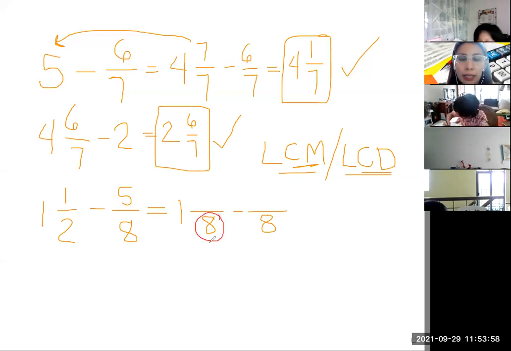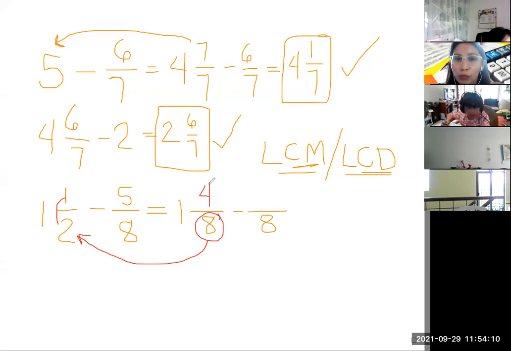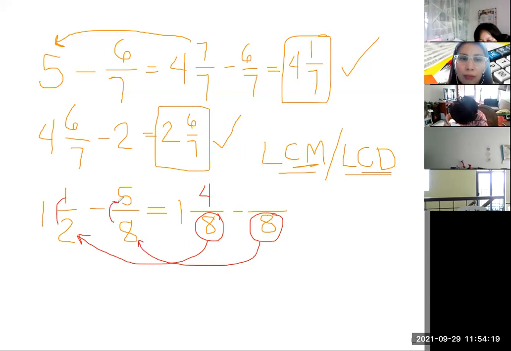Okay. 8 divided by 2, it's 4 times 1, 4. Same lang din po ito, 8 kasi 8 lang din. So, copy na lang. Pwede din 8 divided by 8 times 5, so 5. Ganun lang din. Copy kasi parehas. Now, can we subtract 5 from 4? We cannot subtract. We need to make 4 higher than our subtrahend.